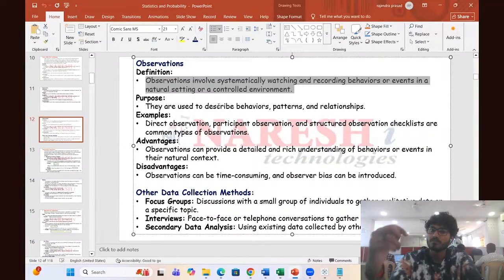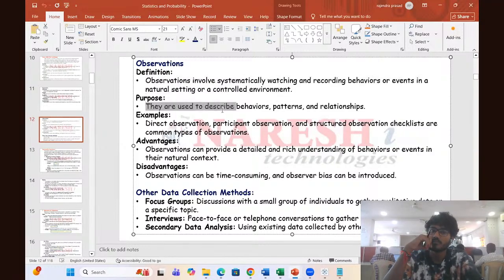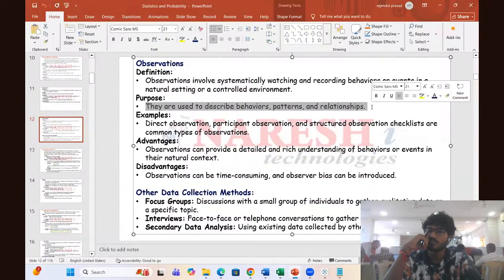Clear? The purpose of collecting data by using observations is to describe the behaviors, patterns and relationships. If you want to identify the patterns or behaviors, then you can go by using observations. Even most of the people in this batch joined online on day 1, day 2. But they observed that joining online is not effective. We are not able to connect. So the people started coming offline. The observation helped you to take the right decision.